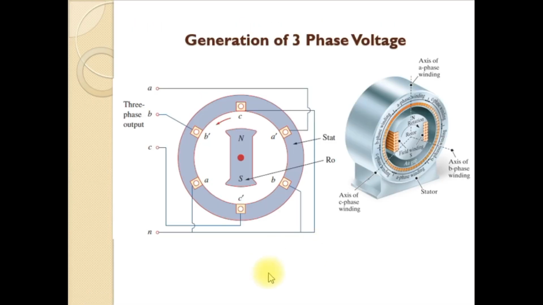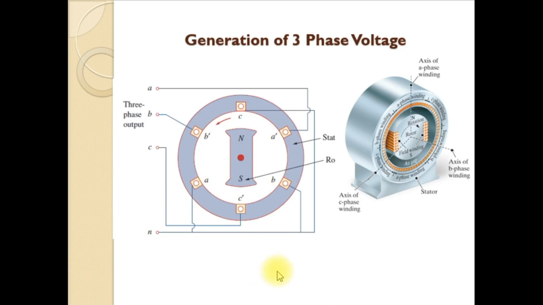Generation of three-phase voltages. Three-phase voltages are often produced with a three-phase AC generator, whose cross-section is shown in the figure. A generator basically consists of a rotating magnet called the rotor, which is surrounded by a stationary winding called the stator, and these three separate coils will be there on the stator.